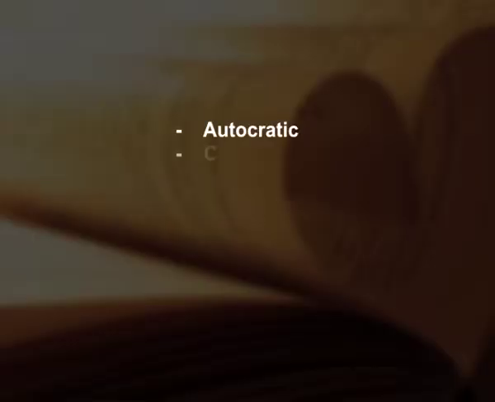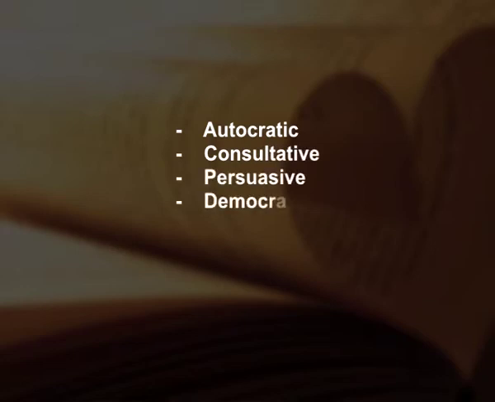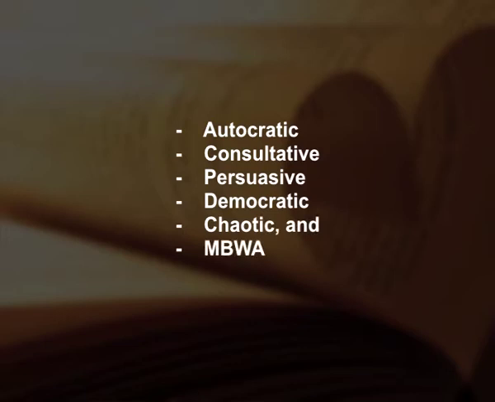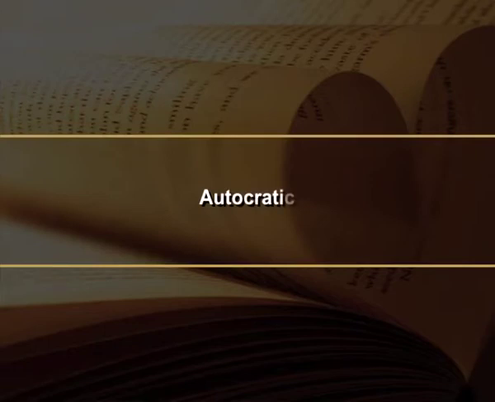Here are the various important management styles: autocratic, consultative, persuasive, democratic, chaotic, and MBWA. Let us examine each one of them. Autocratic. An autocratic management style is one where the manager makes decisions unilaterally and without much regard for subordinates.